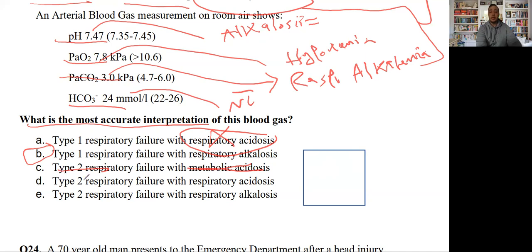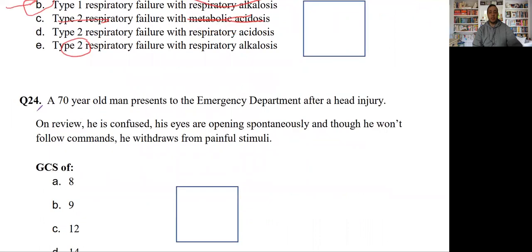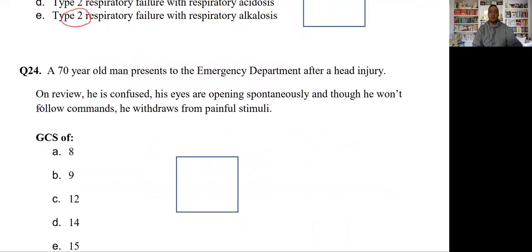Answer D, a type 2 respiratory failure with respiratory acidosis, is wrong. Why? Because the patient has respiratory alkalosis, not respiratory acidosis. And the last one is wrong because a type 2 respiratory failure with respiratory alkalosis is not type 2, this is type 1. So the answer most likely is B.